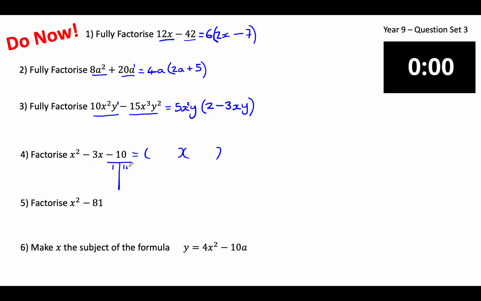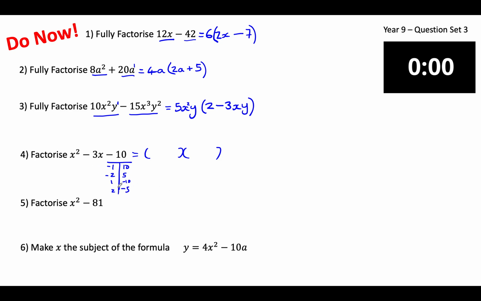So 1 times 10 is 10. 2 times 5 is 10. But it could be, because this is minus 10, so it might be minus 1 times 10, or minus 2 times 5. They would make minus 10. Or, how about 1 times minus 10? That would make minus 10. Or 2 times minus 5. That would make minus 10.